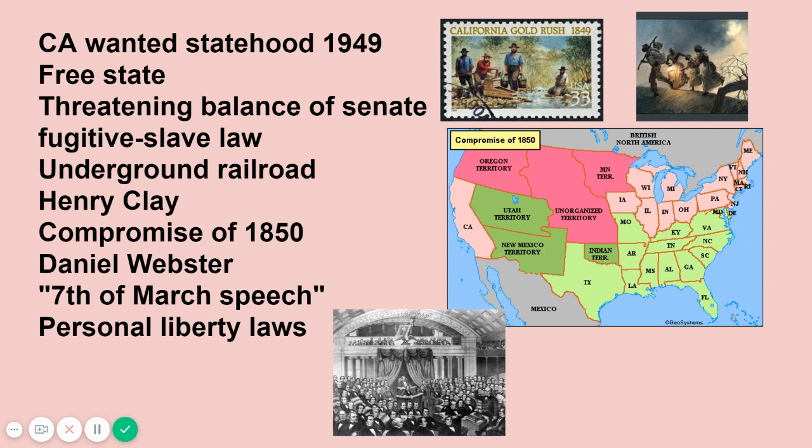Personal liberty laws are state laws designed not to enforce the fugitive slave law. State laws that told state officials not to help capture fugitive slaves. So the results of the Compromise of 1850 were seen very negatively by the South as a failure to the South. So here we are 10 years before the Civil War, and there's friction, there's dissension, there's divisions, very strong.